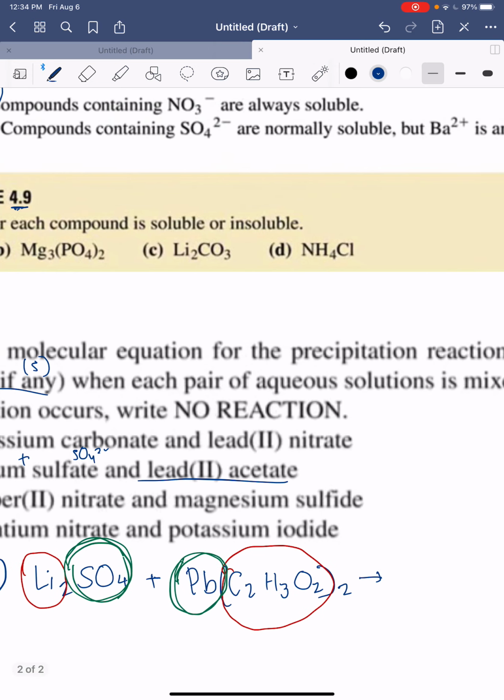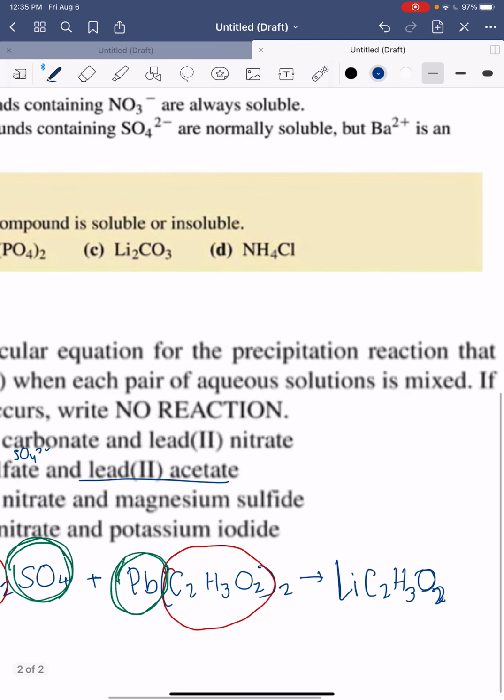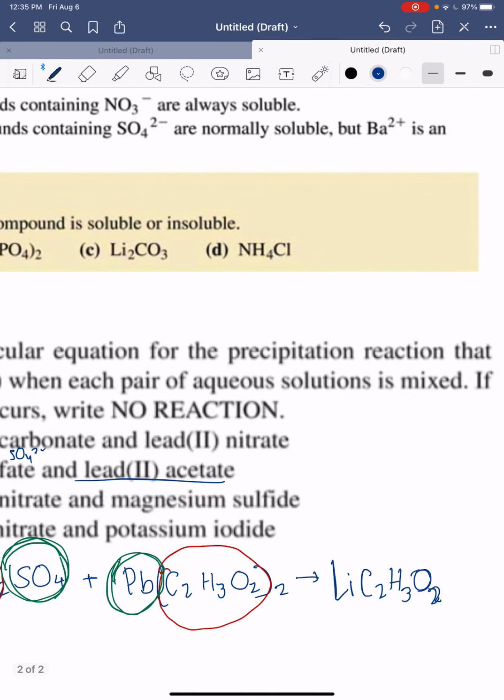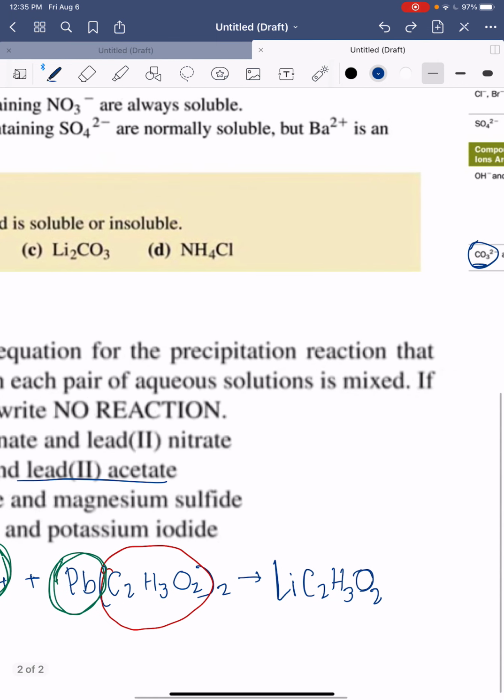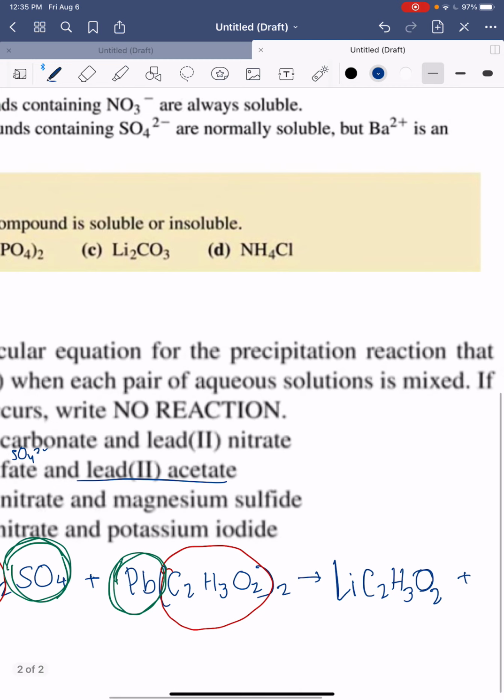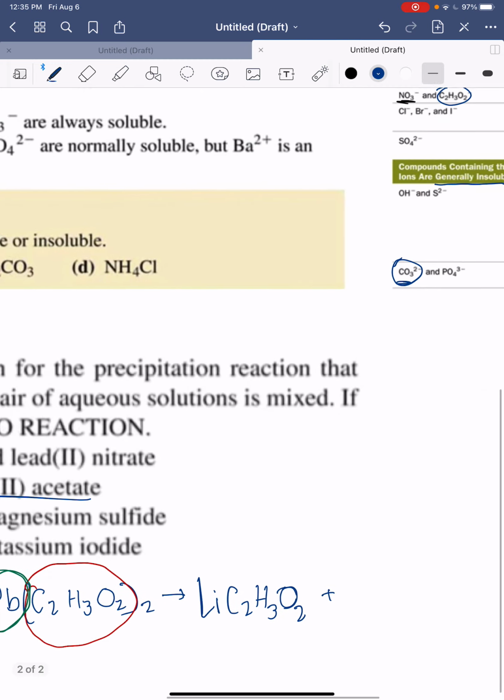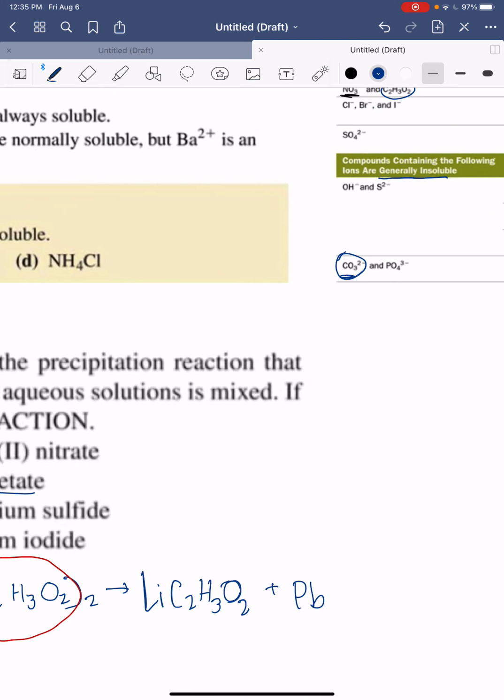Let's look at our products. Lithium acetate. Acetate has a -1 charge, lithium has a +1 charge, so there's going to be no subscripts there. Lead is a 2+ charge, sulfate is a 2- charge. So it's just going to be simply lead sulfate here.